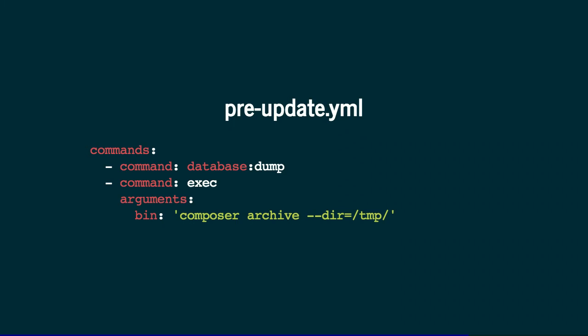And in here, I'm showing you the exec command. So now you will be able to execute any CLI command. And I'm running the composer archive command, which takes care of creating an archive of my project. It will create a tar file from the content of my project. And this is the pre-update.